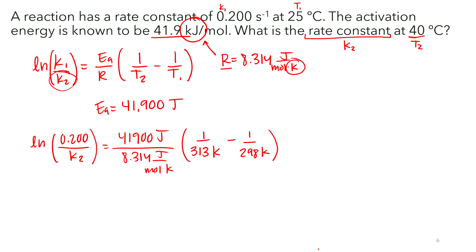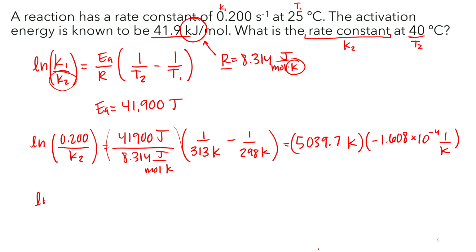So I broke this down. That first term here, I had 5,039.7. That's in Kelvin, which is good because I'm going to multiply it by 1 over Kelvin, and I want this to be unitless. For 1 over 313 minus 1 over 298, I got negative 1.608 times 10 to the negative 4th inverse Kelvin. Then I take the product of those, and I wind up with ln of 0.200 over K2. This is in 1 over seconds, which is useful to remind myself I need K2 to be in 1 over seconds as well.